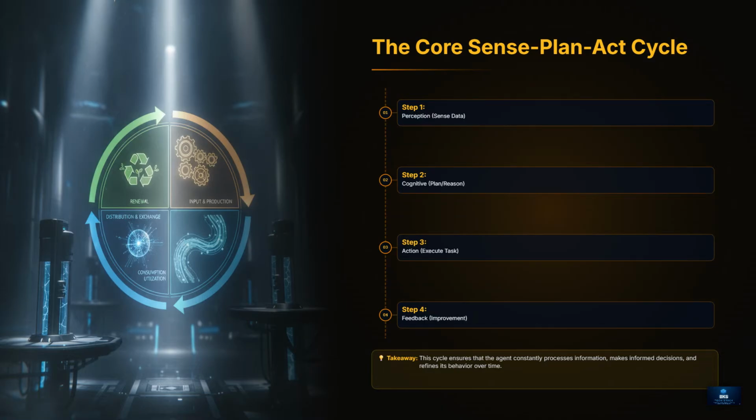At the heart of every agent is the sense, plan, act cycle. First, the perception module gathers data. Next, the cognitive module processes this to create a plan. Then, the action module performs the task. Finally, feedback closes the loop. This iterative process is crucial for creating intelligent, self-correcting agents that can adapt to their surroundings.